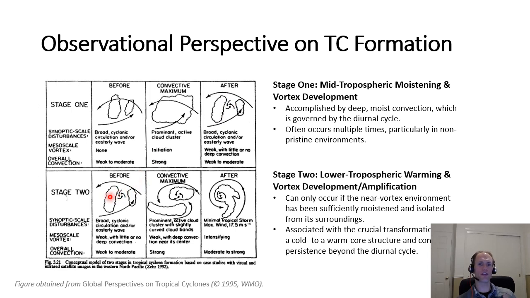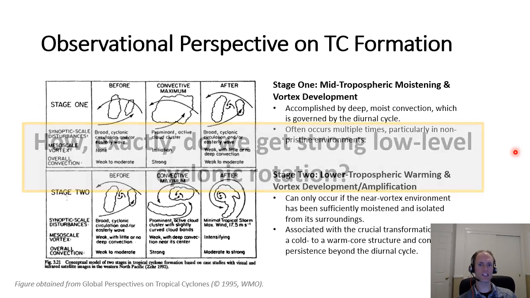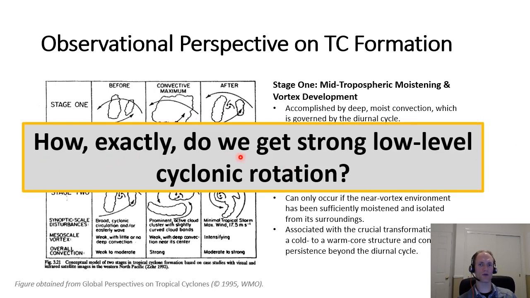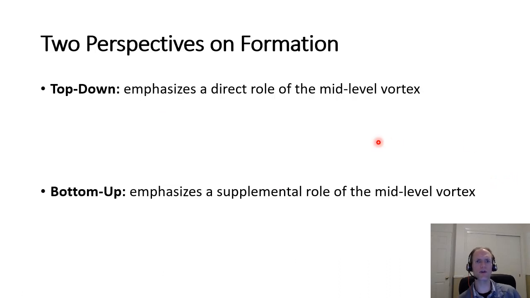And rather than looking at the thermodynamic and specifically the thunderstorm evolution going through stage 2 to tropical cyclone formation, we're going to take a look at the rotational aspects, the vorticity or vortex aspects associated with this mid-level vortex and how we go from that structure to a structure with rotation that is maximized at low levels. So we seek to ask the question, how exactly do we get strong low-level cyclonic rotation? And this is where our two paradigms that we introduced before, this idea of top-down and bottom-up, come into play.